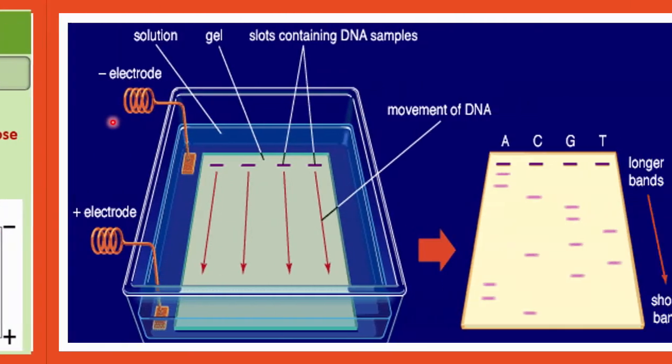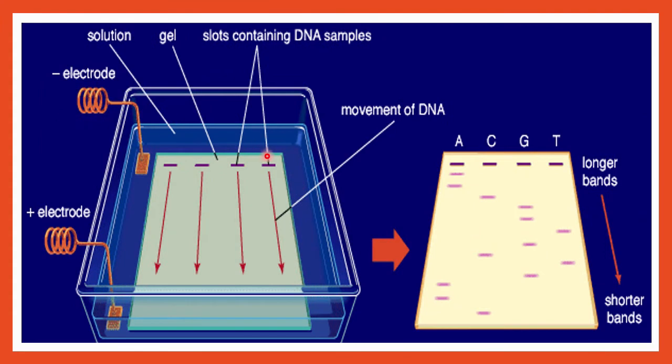Now let me explain more using this diagram. Here it is clearly shown. You can see this electrode is negatively charged and this one is positively charged. The solution of DNA will be loaded in these slots or wells, which are near the negatively charged end, and you add the DNA samples there. This is the whitish colored gel made up of agarose, and some solution is also filled in this chamber, and you will observe the movement of DNA in this direction, from negative to positive.